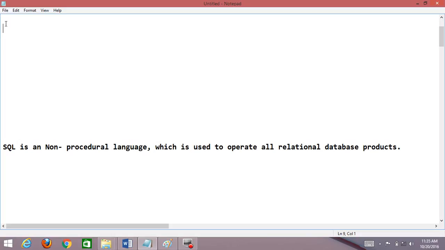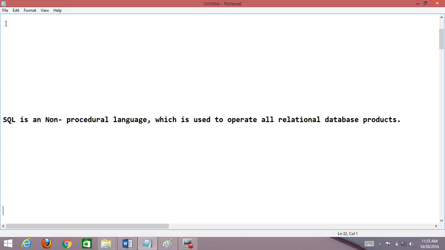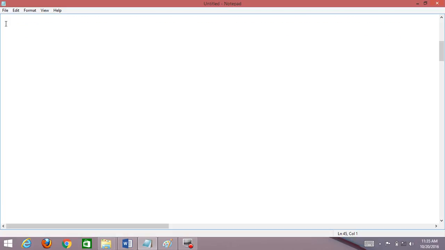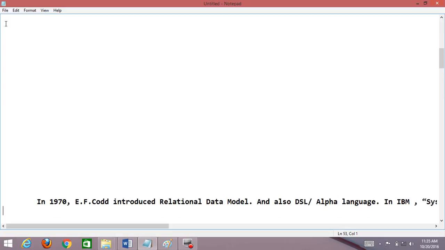Are you writing this down? Write it down in your copy. It is very useful. SQL is the non-procedural language which is used to operate all the relational database products. Then I will note this: it is used to operate relational databases in your system.